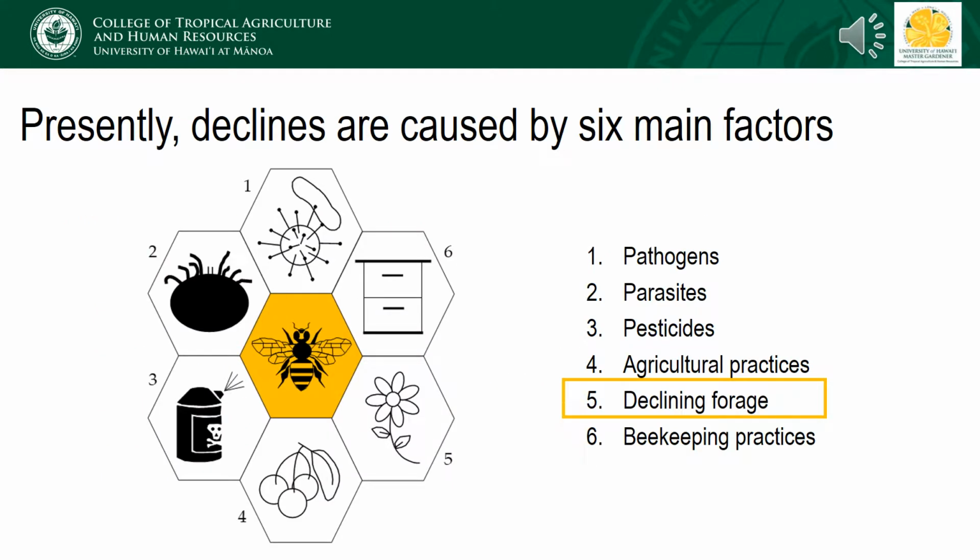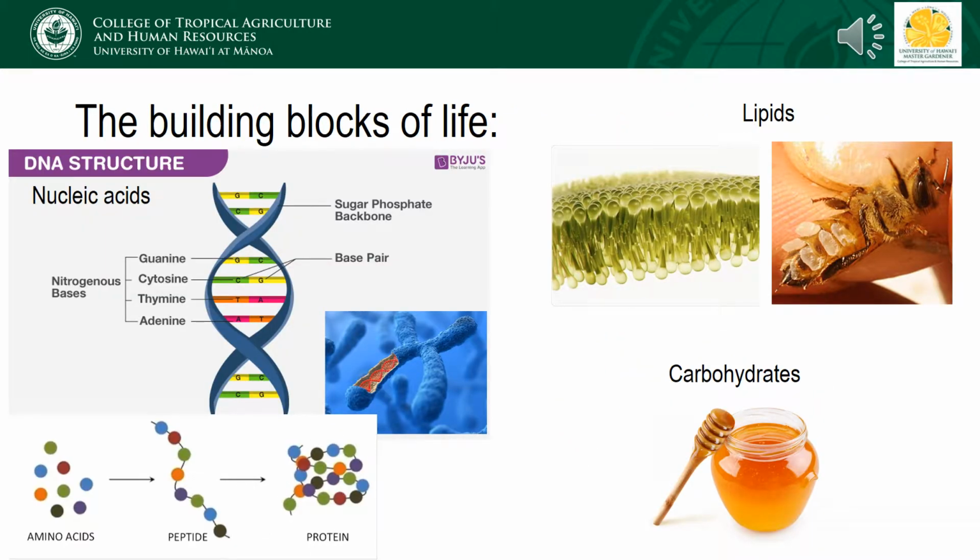Returning to our figure on causes of honeybee declines, we have covered parasites and pathogens and pesticides and damaging agricultural practices. Issues that may arise as a result of beekeeping practices were covered in modules 5 and 7. For now, we'll focus on how declining forage and a resultant loss in nutrition affects honeybees. But first, I'll briefly go over the organic components necessary for life.